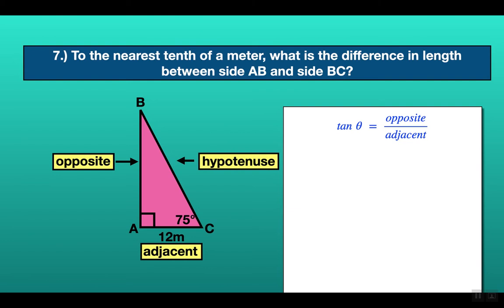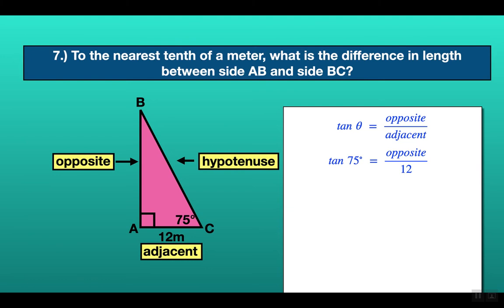So let's substitute the values that we know. We know that the angle is 75 degrees. We know that the adjacent side is 12. And the opposite side, which is the side that we're trying to solve for, we don't know, so we're going to put an x there, or we could just write opposite. So the tangent of 75 degrees equals opposite over 12.